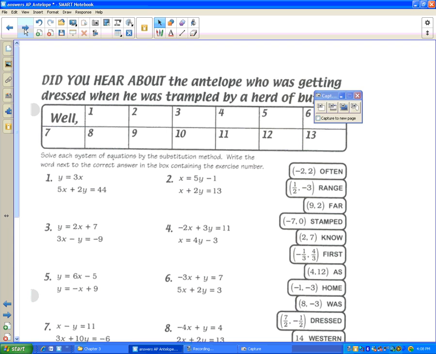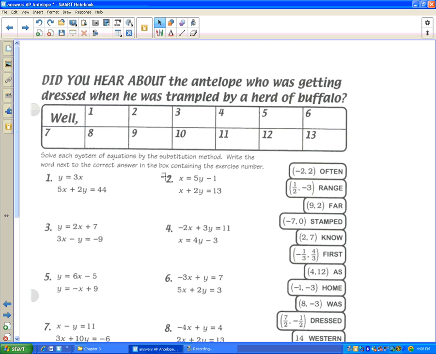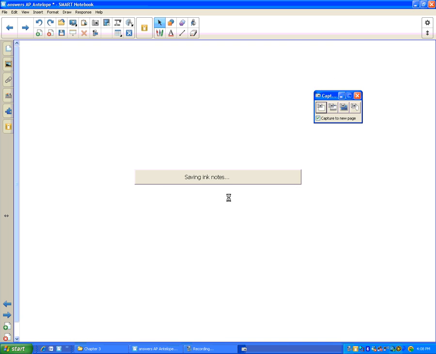So I'm going to start with equation number 2. You can go back and do equation number 1 on your own. All right. Let's try to do that again. This is question number 2 that I'm going to do.